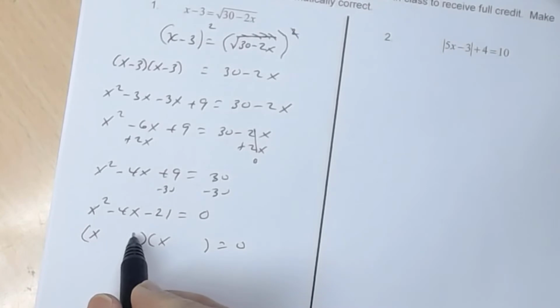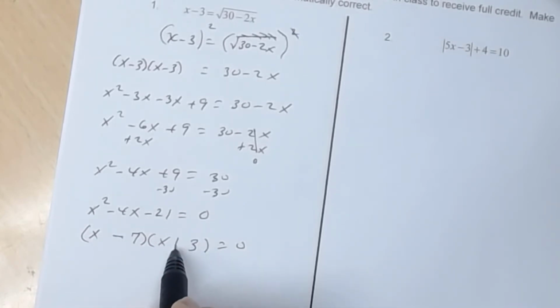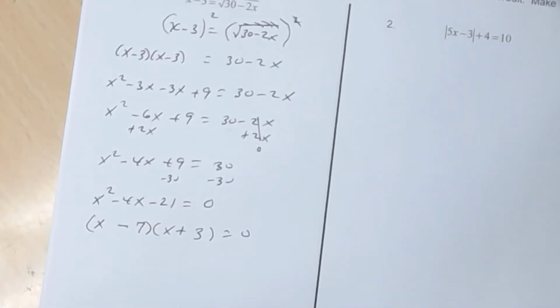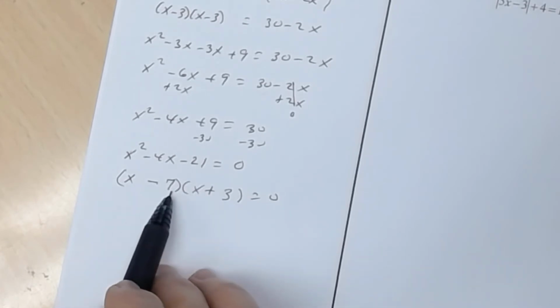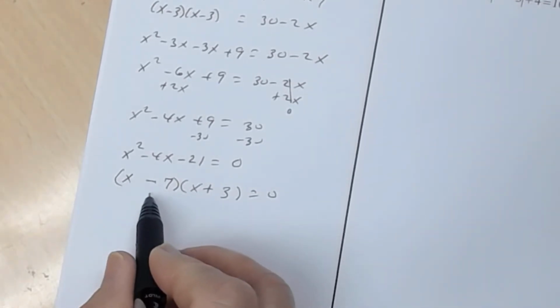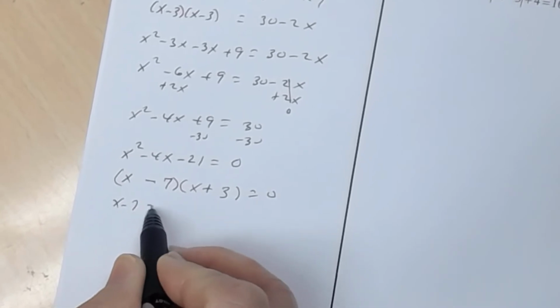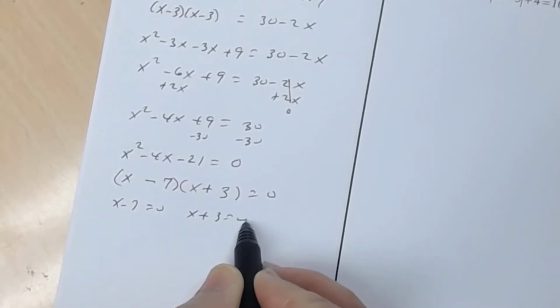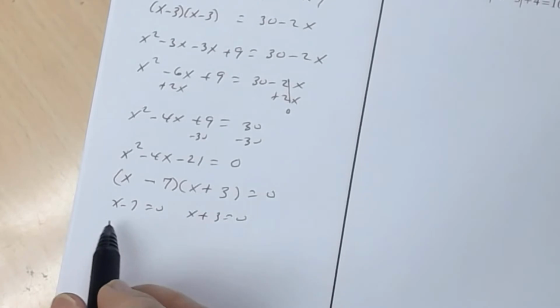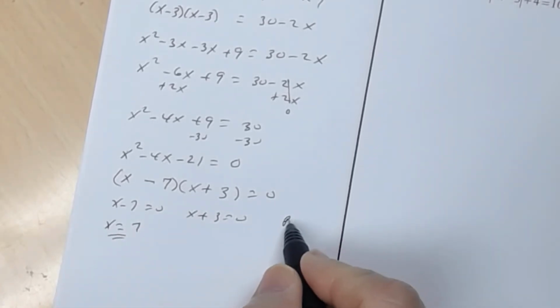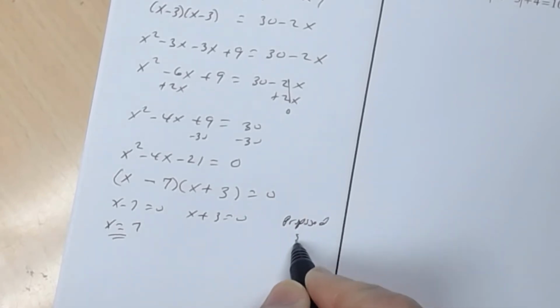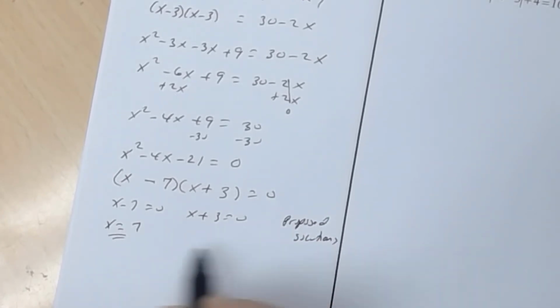So I'm going to need a 7 and a 3, and this would have to be negative, and this would have to be positive. All right, so I factored x squared minus 4x minus 21 as x minus 7 times x plus 3. I set each factor equal to 0, and when I do that, I end up with two linear equations, so I solve each one. So one of my proposed solutions is 7, and the other is negative 3.